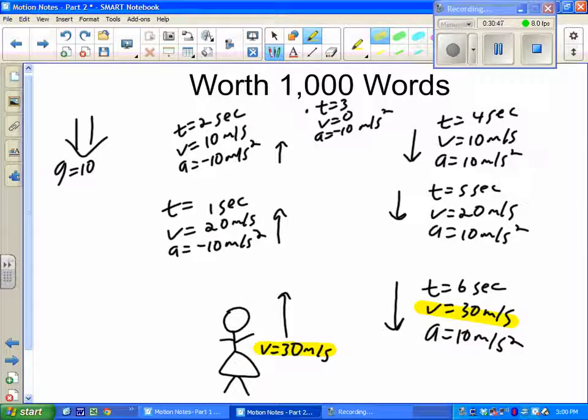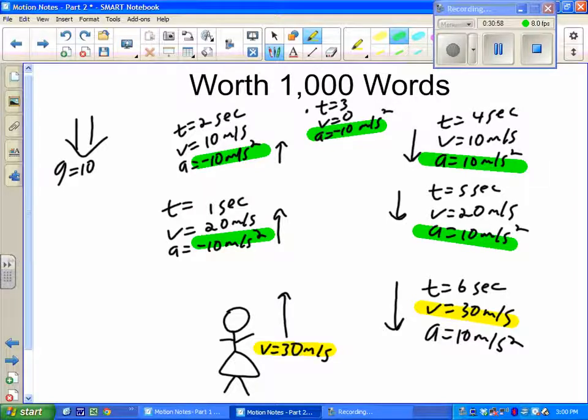You'll see the acceleration is always 10. It's negative 10 going up, and it's positive 10 going down, but gravity's always pulling down by 10. It's always changing it by 10. So on the way up, it slows down. The way down, it speeds up. At the top, velocity is 0. We do have an acceleration of negative 10 still. And that basically sums up the notes. That was part 3. Part 3 is very short.